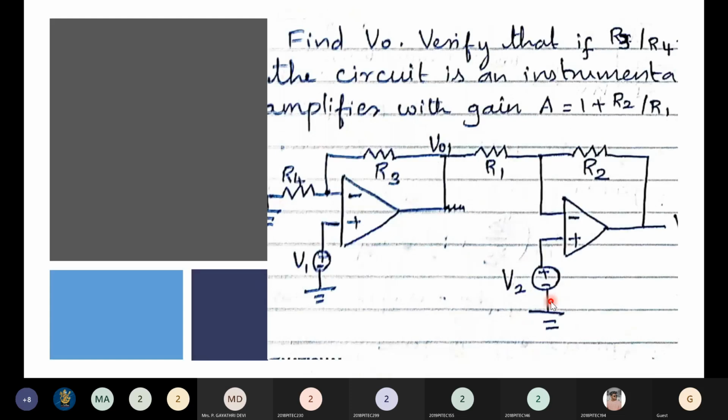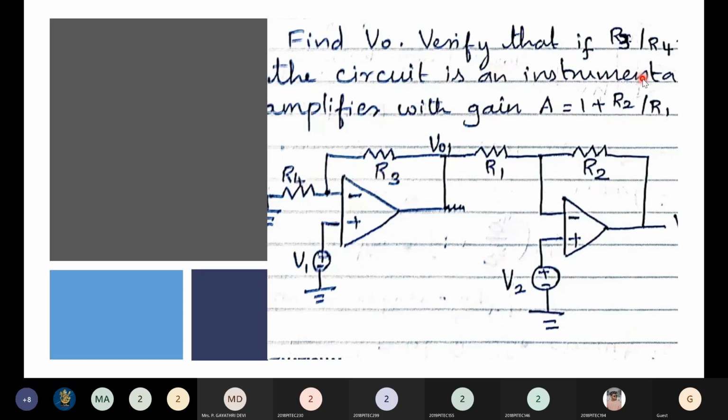Now again, you have to find what is the output V0 here. A circuit has been given here, and for this circuit, you have to identify and find V0. Okay, first find what is the output voltage here. One more condition is given, you have to verify if R3 by R4 is equal to, this got cut here. Actually, if R3 by R4 is equal to R1 by R2, R3 by R4 is this. Okay, R3 by R4 is equal to R1 by R2.